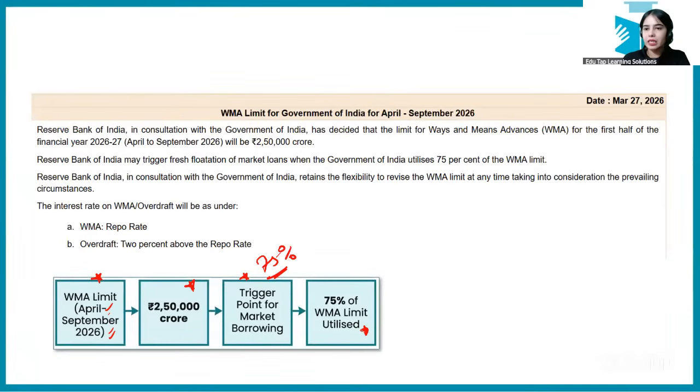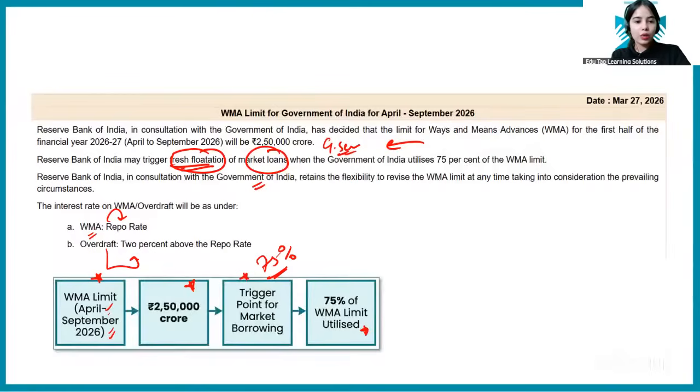As soon as this is met, the RBI, on behalf of the government of India, releases the fresh flotation of market loans, the new government securities, so that more money can be collected for the government of India. And the WMA is given at the repo rate. Overdraft is at 2% higher than the repo rate.